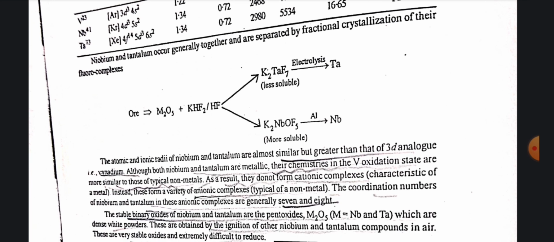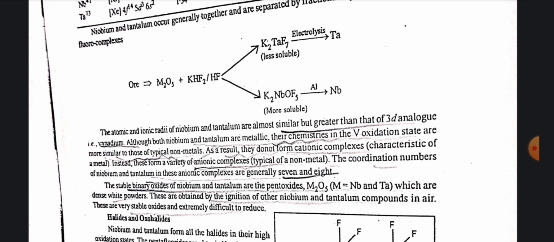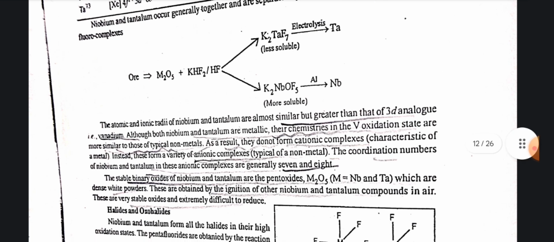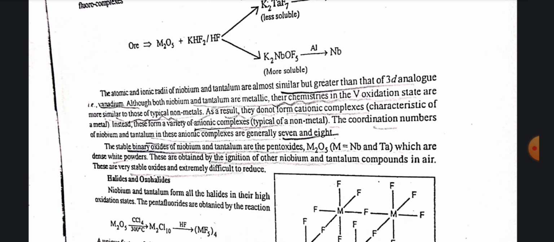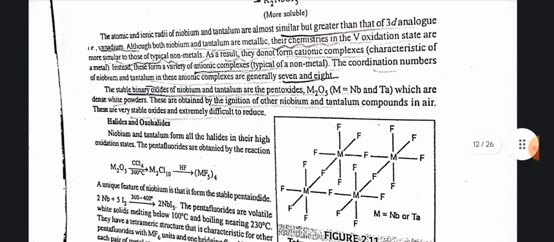Niobium and tantalum occur generally together and are separated by fractional crystallization of their fluorocomplexes. The atomic and ionic radii of niobium and tantalum are almost similar but greater than that of the 3d analog, that is vanadium. Although both niobium and tantalum are metallic, their chemistries in the fifth oxidation state are more similar to those of typical nonmetals. As a result, they do not form cationic complexes characteristic of a metal. Instead, these form a variety of anionic complexes typical of a non-metal. The coordination number of niobium and tantalum in these anionic complexes is generally 7 and 8.